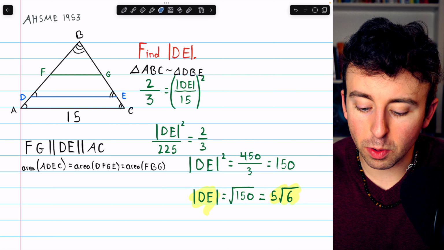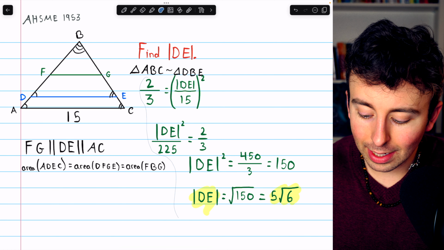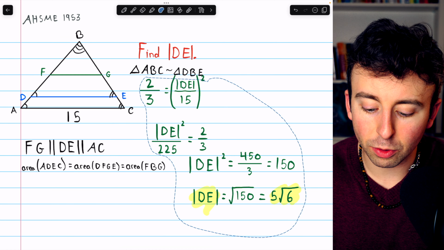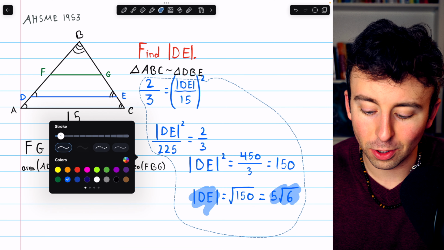It's maybe a little confusing that I put all of this in green, even though the line that we're looking at was drawn in blue, so I'll just change the color to blue there.